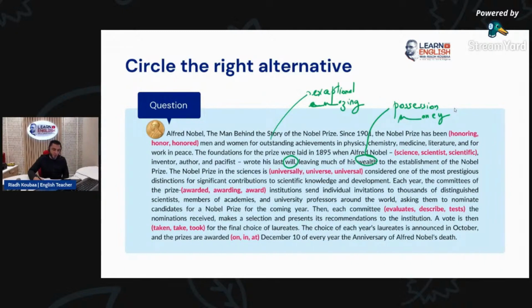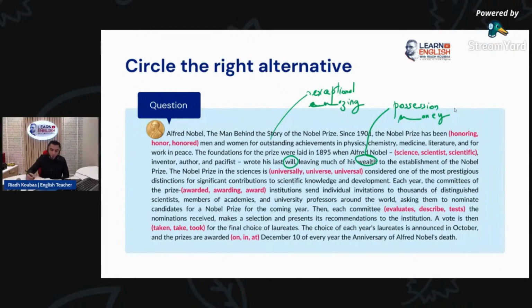Each year, the committees of the prize institutions send individual invitations to thousands of distinguished scientists, members of academies, and university professors around the world, asking them to nominate candidates for a Nobel Prize for the coming year.